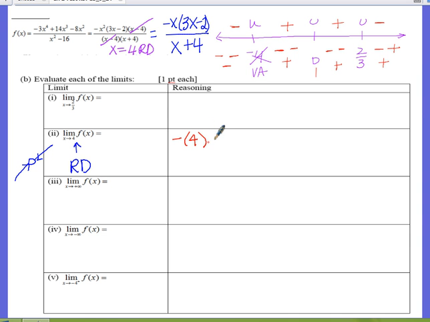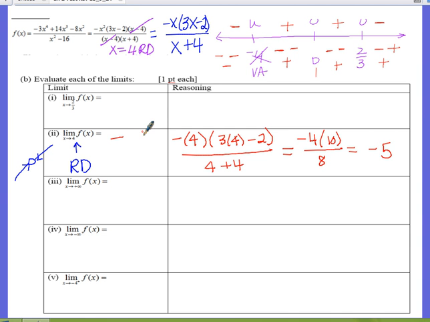So negative x times 3x minus 2 all over x plus 4. And that gives me negative 4 times, I think 12 minus 2 is 10, all over 8. So I get, hopefully, negative 5. The y value that you received from substituting in gives you the actual location of your removable discontinuity.